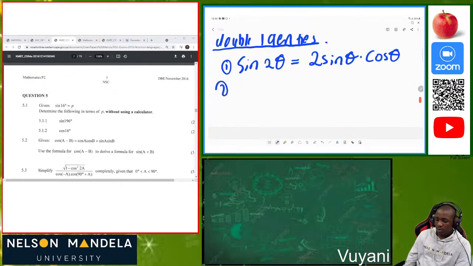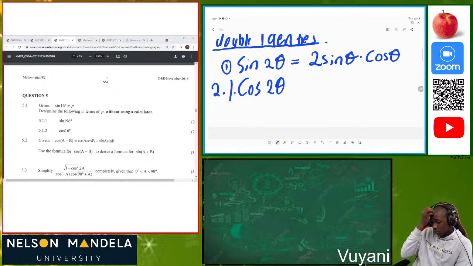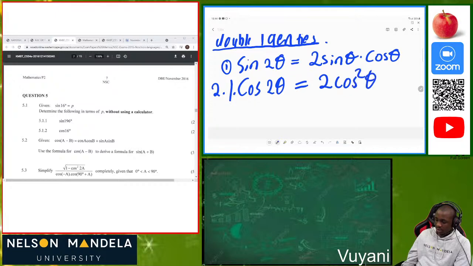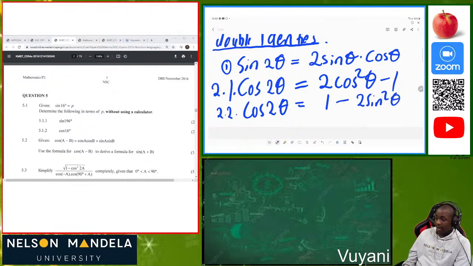Then number 2, cos 2 theta. Let's say number 2.1, because the double angle of cos 2 theta has 3 expressions with which we can express it. The first one is 2 cos squared of theta minus 1. And the second one, 2.2, cos 2 theta is equivalent to 1 minus 2 sine squared of theta.